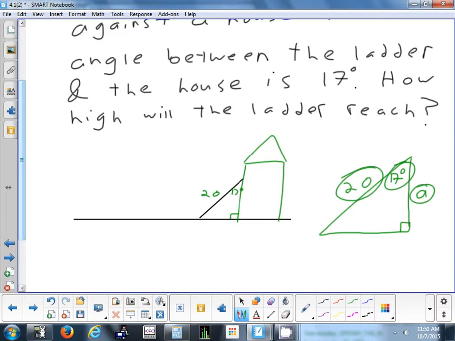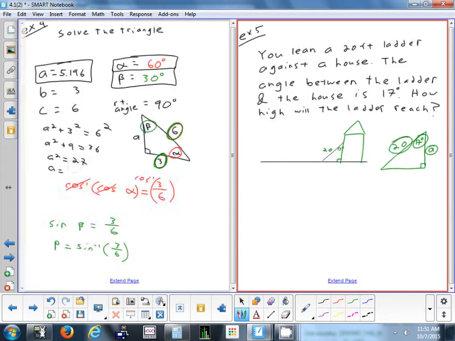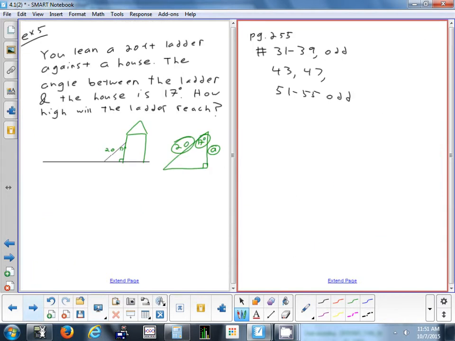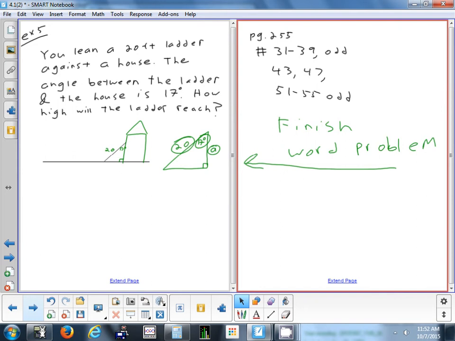Finish that one up for homework, and try those problems on page 255. It's 31 to 39, again just odd. Some people did all last night, just the odds. 43 to 47, and then 51 through 55 odd. And try to finish the word problem. We'll take a look at that first thing tomorrow. Then tomorrow will be a review day, and we'll have our test on Friday.